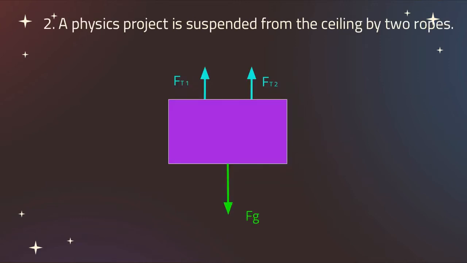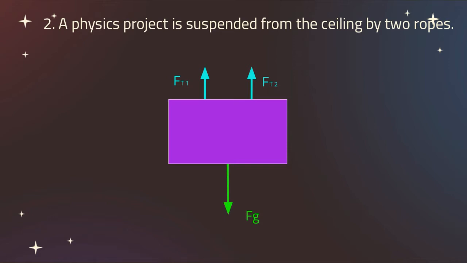Number 2, a physics project is suspended from the ceiling by 2 ropes. Now we no longer have a surface, so we don't have F normal. Instead, the weight is being supported by 2 ropes, 2 F tensions. The first one is called FT1 for force tension from the first rope, and the second one is FT2, force tension from the second rope. And these two added up to each other will equal our FG. So they balance out with the FG, or force due to gravity.